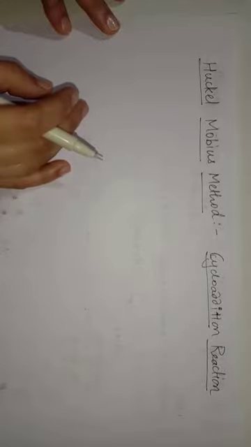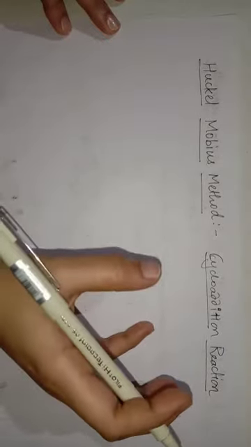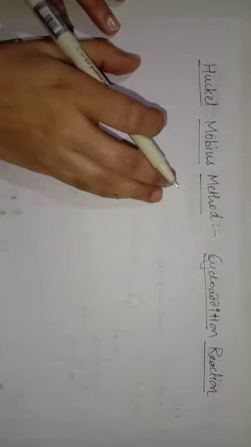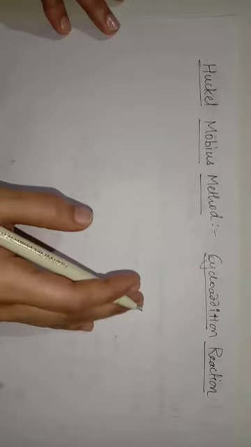Today we are going to discuss the Huckel-Mobius method for cycloaddition reactions. It means that by applying this Huckel and Mobius method on cycloaddition reactions, we are going to discuss whether these reactions are possible thermally or photochemically.